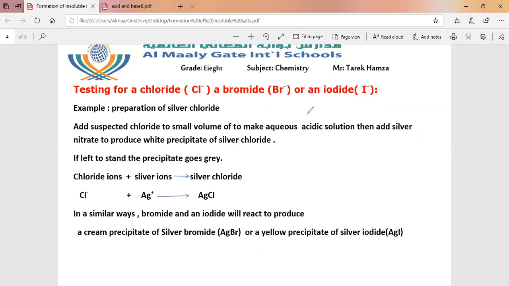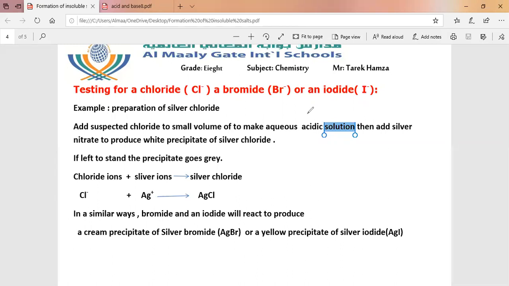To test the suspected chloride, dissolve a small volume in aqueous nitric acid solution, then add silver nitrate to produce a white precipitate of silver chloride. Any insoluble salt forms a precipitate. What's the meaning of precipitate? It is a substance formed at the bottom of the test tube.